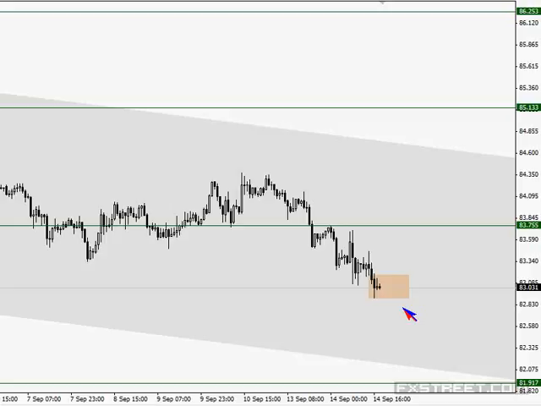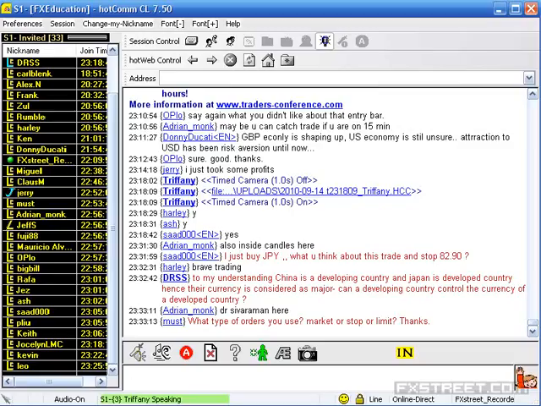So let's see. Sad says, I just bought yen. What do you think about this trade and the stop of 82.90? Well, I don't know what your trading system is, hon. I would love to help you, but I don't know the impetus for you to buy yen.